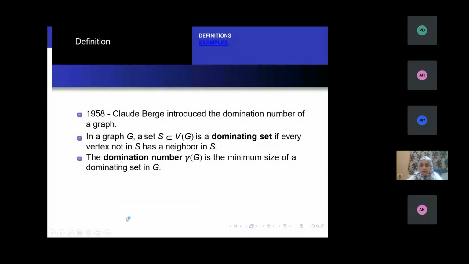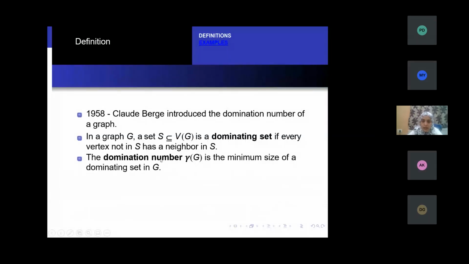So here we denote this as gamma of G, and we call it the domination number. It means the minimum size of a dominating set, or else you can say the number of vertices which we are considering in any dominating set, that number of vertices will be considered as the domination number, and we denote that as gamma of G. Everywhere in research papers, gamma of G is nothing but the domination number.